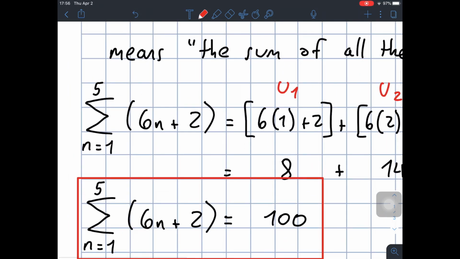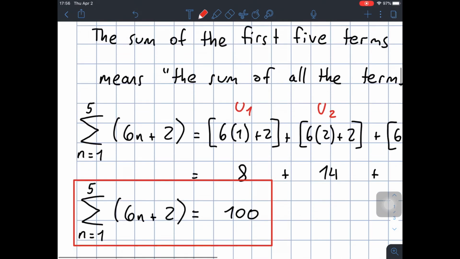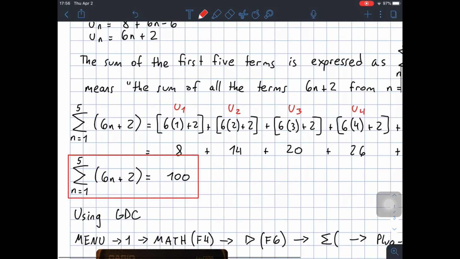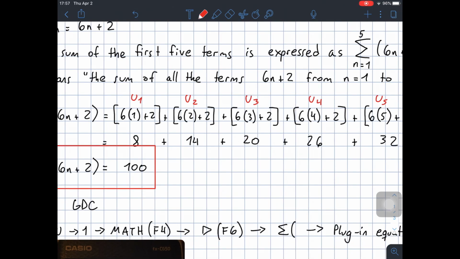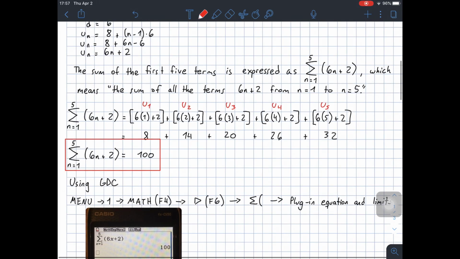If we were supposed to do this by hand without using the calculator, this is the same as saying the following. So sigma notation from n equals 1 to n equals 5 is, and we're going to be replacing. Remember, the initiator is 1. So in the first case, n equals 1. Okay, so 6 times 1 plus 2, and we get a term over there which is 8, right? So this would be U1. Then U2 is 6 times 2 plus 2, we get 14. Then U3 would be 6 times 3 plus 2, which gives us 20, and so on. U4 is 26, and U5 is 32.